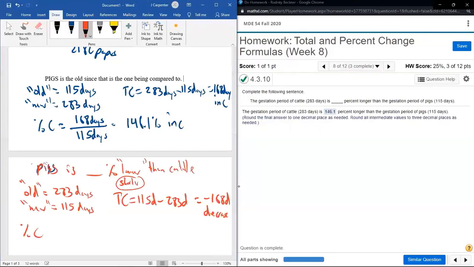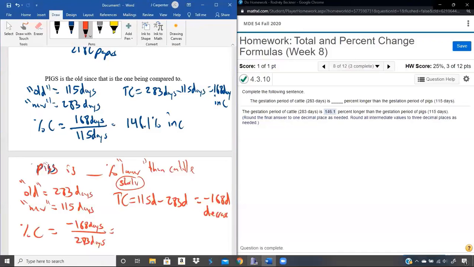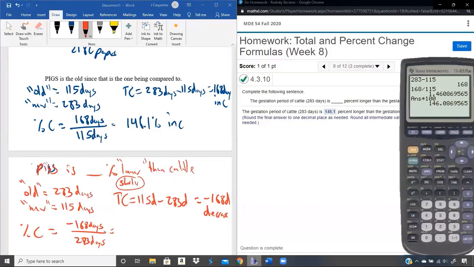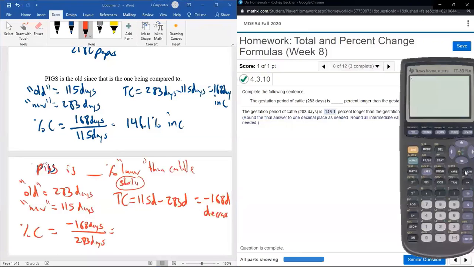As a percent change, that would be the total change of negative 168 days divided by the original, which we are now calling the 283. And when we do that division, negative, I gotta hit the negative there, 168 divided by 283. We get negative 0.59, blah, blah, blah. We multiply that by 100 to convert it to a percent. And round it to the nearest tenth, that would be negative 59.4%. So that's a 59.4% decrease in the length of gestation period when you consider the cattle the baseline.